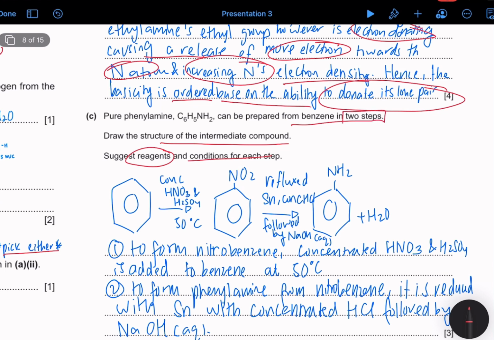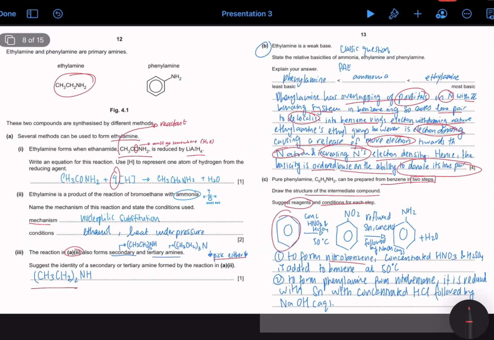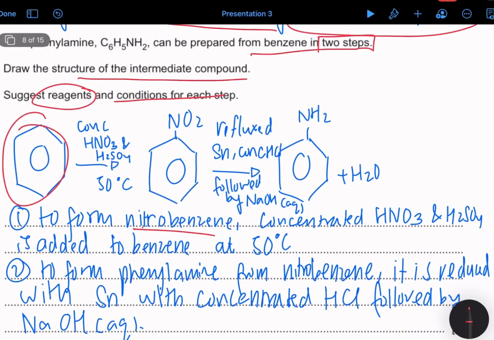So your initial reagent would be your benzene. You have your benzene and you want to obtain pure phenylamine. So you have to use concentrated HNO3 and H2SO4 at 50 degrees Celsius so you can form your nitrobenzene. Alright, so yeah, to form your nitrobenzene, concentrated HNO3 and H2SO4 is added at 50 degrees Celsius.